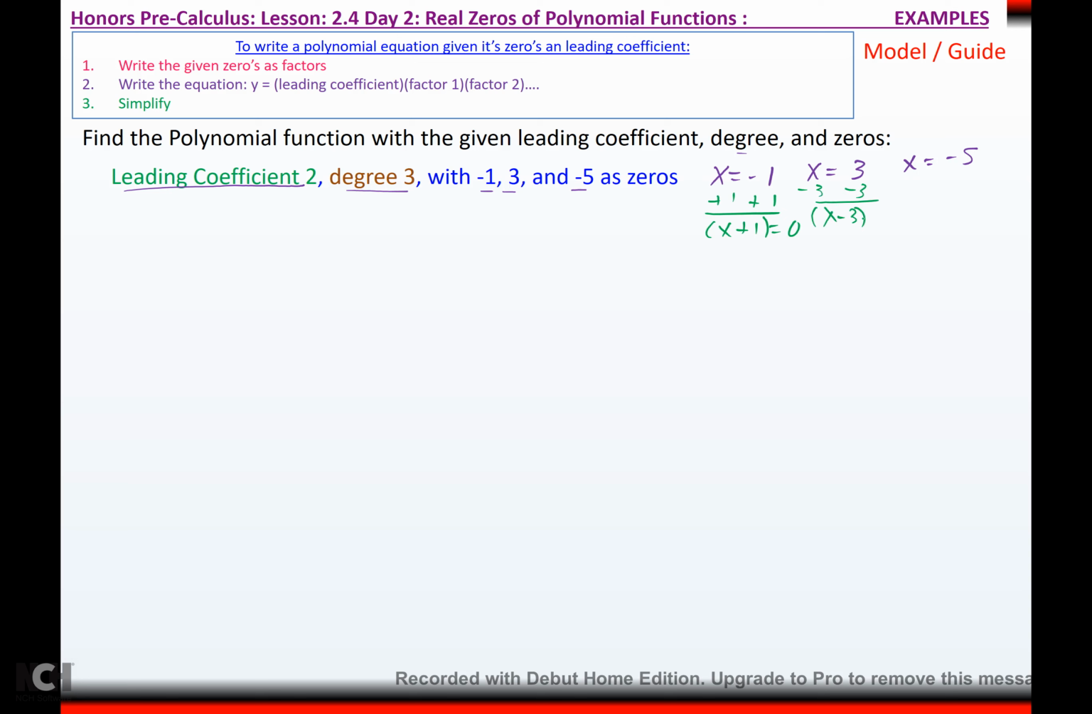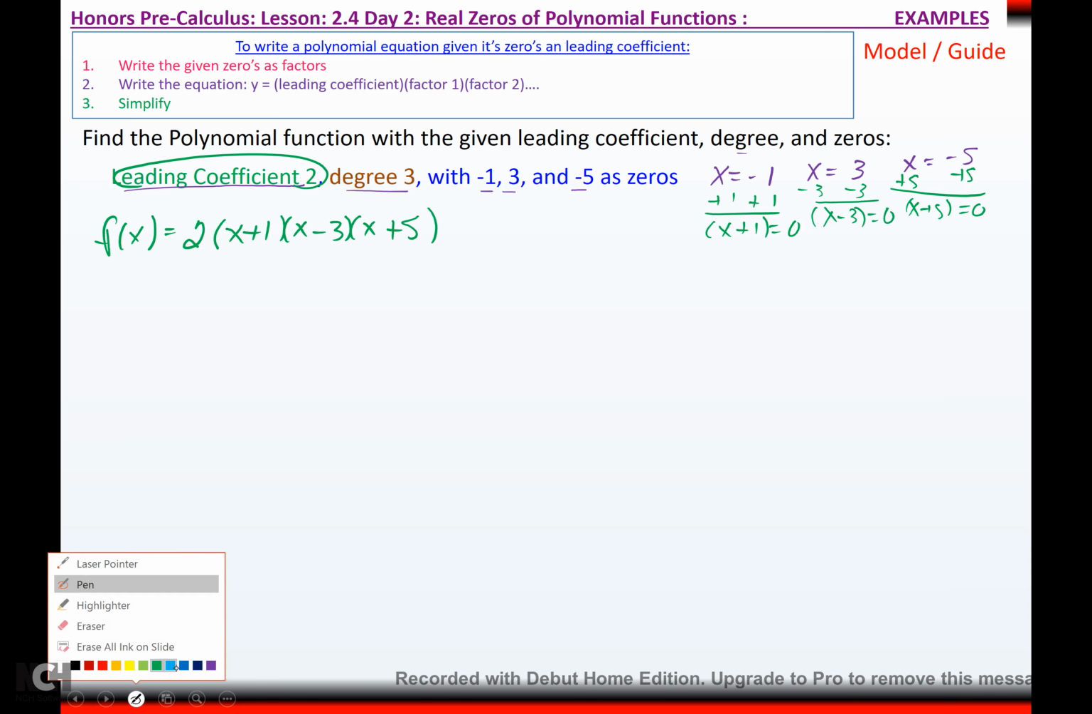-3, x minus 3 equals 0. Plus 5, x plus 5 equals 0. Okay, so now let's put it together. My function is going to be my leading coefficient, which they told me was 2, times all my factors, x plus 1, x minus 3, x plus 5. Sorry, writing. There's my function.